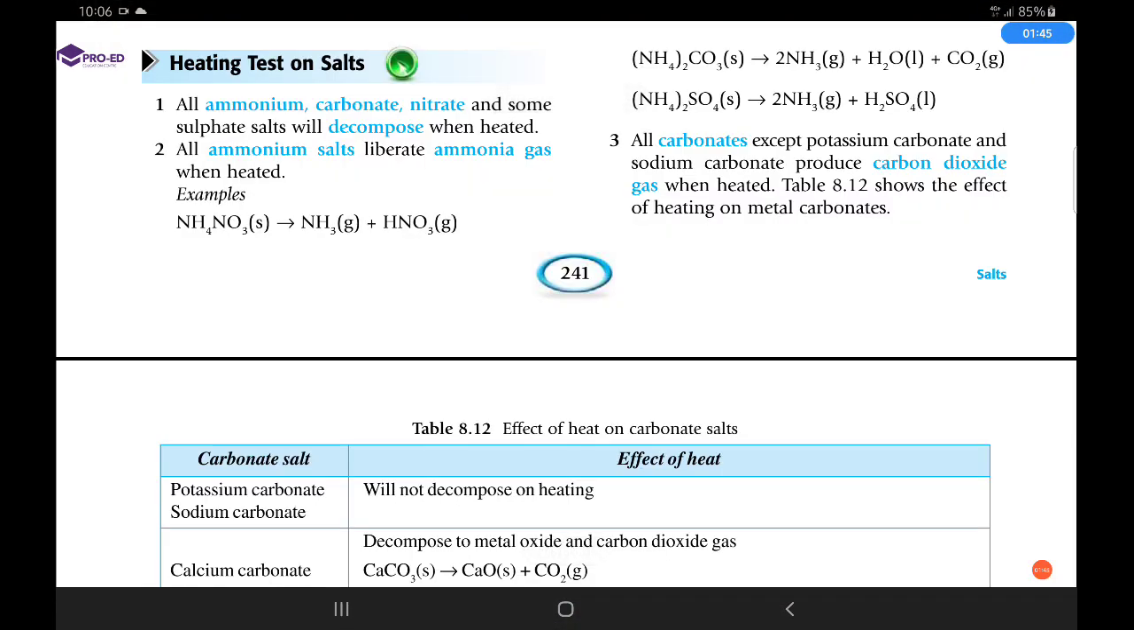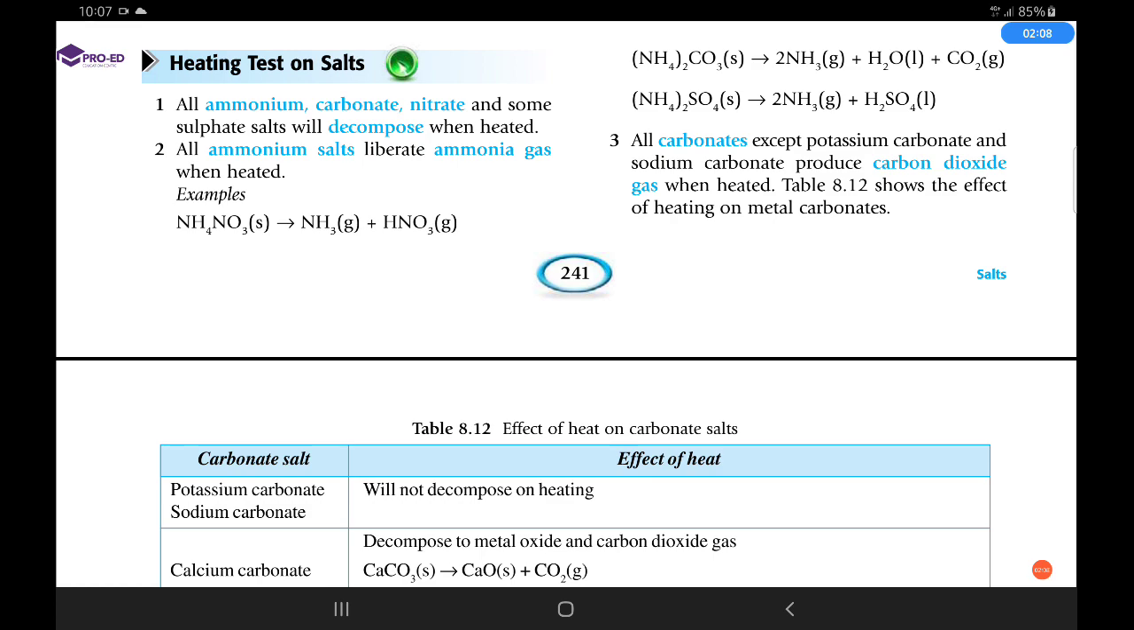So number one, all ammonium, carbonate, nitrate and some sulfate salts will decompose when they are heated. All ammonium salts. So we're starting with the first one, ammonium salts. That means any of these salts, whether it's ammonium carbonate or nitrate, when you just heat them up, you don't have to mix them with any other substance. You just heat them up on their own, right? They will break down immediately, and that is called decomposition. So they will decompose immediately when heated.